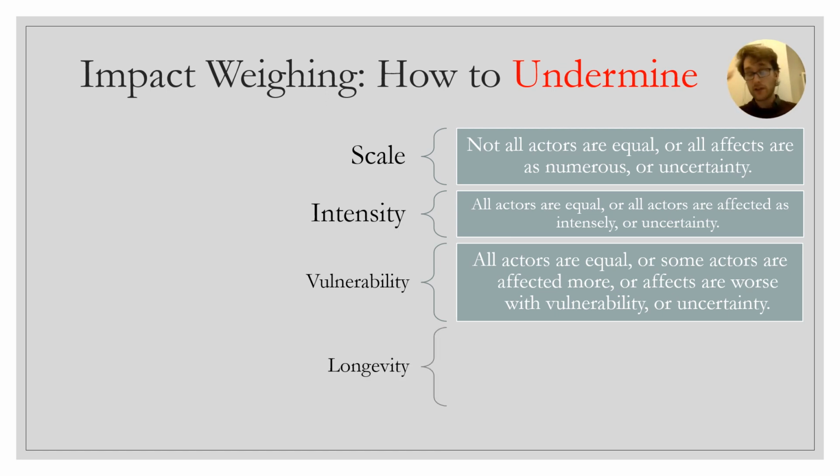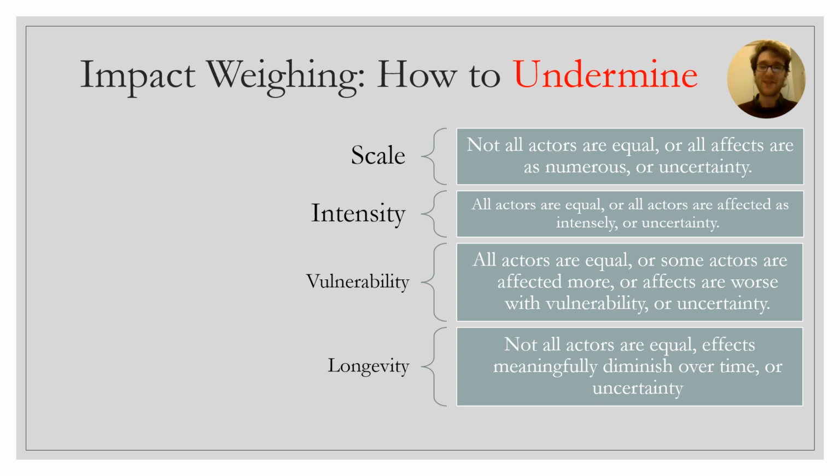In terms of longevity weighing, quite intuitive. Not all actors are equal, so that means trying to prove that there are some actors that are more valuable than others. So even if a team has successfully weighed that this impacts a person for longer, all you have to prove is this may be true, but there are other actors that are affected worse, even if they're affected for lesser time, than the actor that is affected for a longer time, because their effect is less.